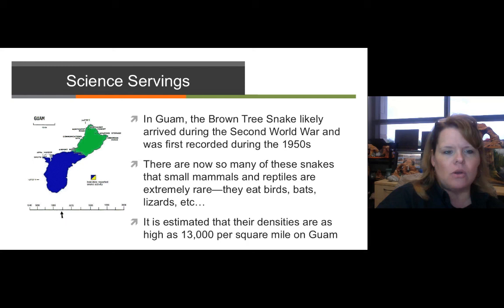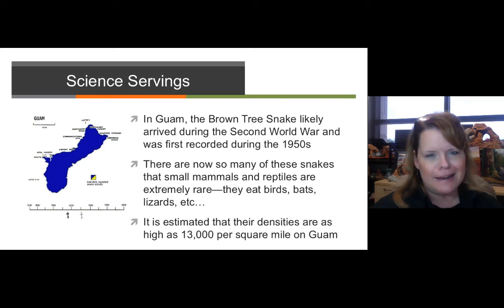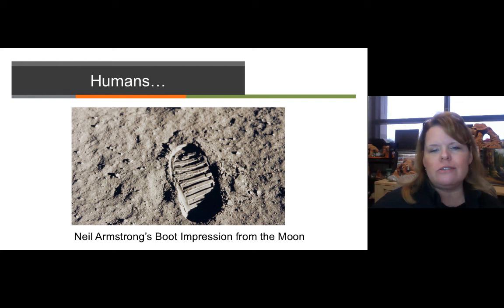So something you just probably don't think about is, oh, I just never really thought about a snake taking over an area, but they can. So who is the most ultimate invasive species? Obviously humans. Humans has had our footprint even on the moon, right? This is Neil Armstrong's footprint on the moon.